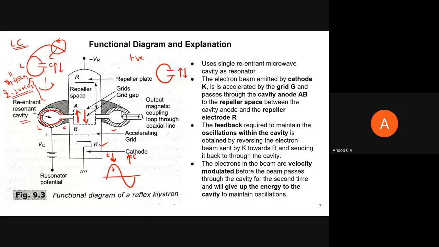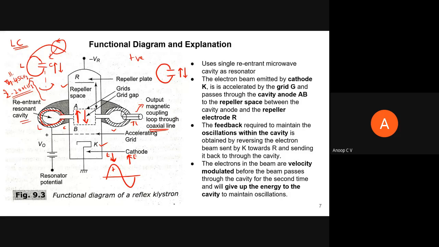So we have a cathode, accelerating grid, a repeller, and a re-entrant resonant cavity. And here is where we are taking the output: a magnetic coupled output through a coaxial cable. So this is our transmission line. This is our generator, and from the generator we'll be connecting a transmission line to take the power output. So this coaxial cable is what is used here. From this, either we can give it to another microwave network, or to an antenna or whatever. Or else, if we want, we can use a waveguide and take it to some other point. It is possible.